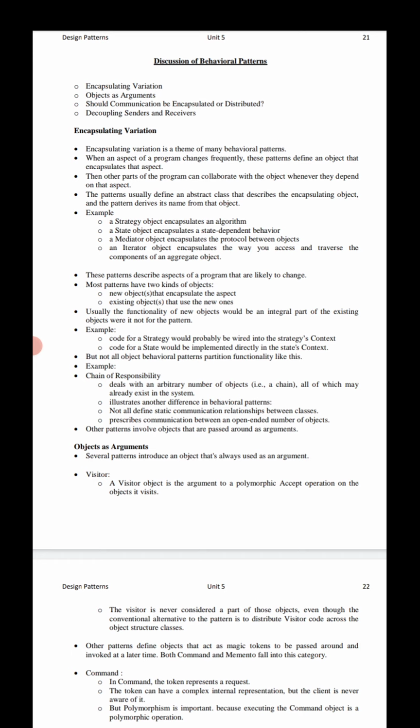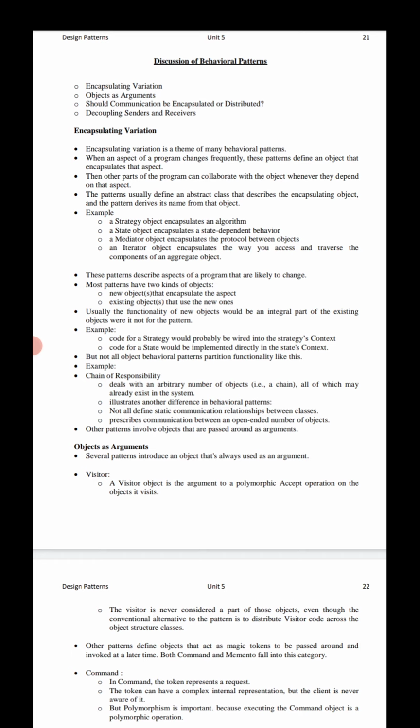And coming to the iterator object, what does the iterator object do? An iterator object encapsulates the way you can access and traverse the components of an aggregate object. Listen carefully. An iterator object encapsulates the way you access and traverse those components of an aggregate object. These patterns describe the main aspect of a program that is certain to change.